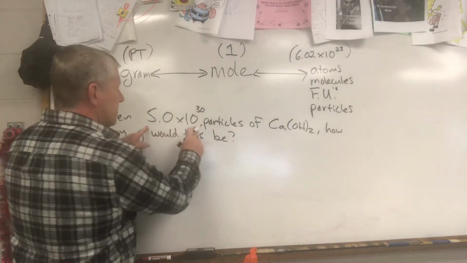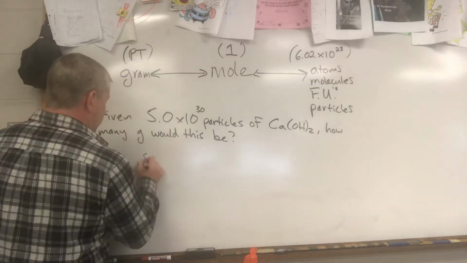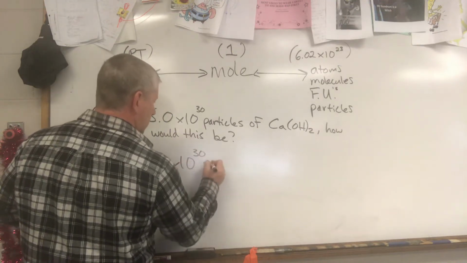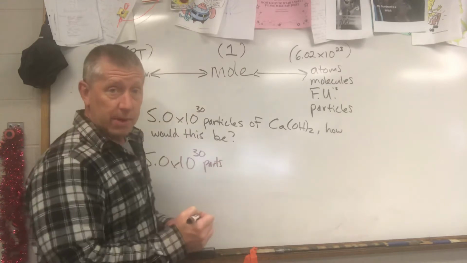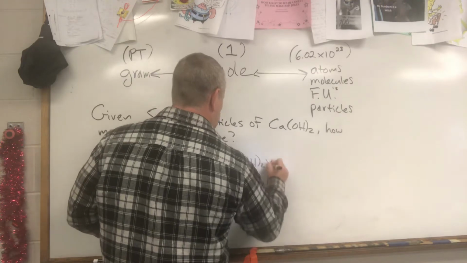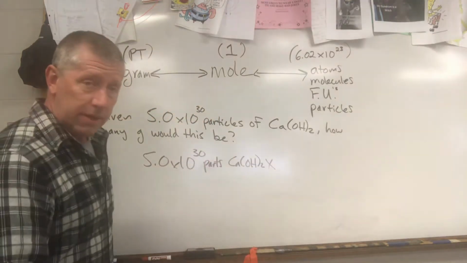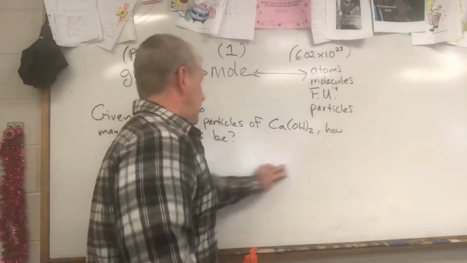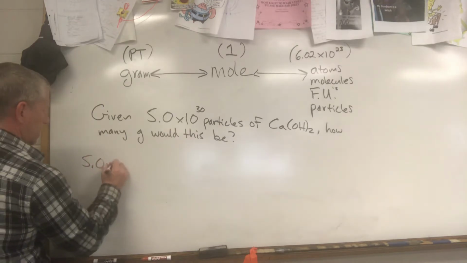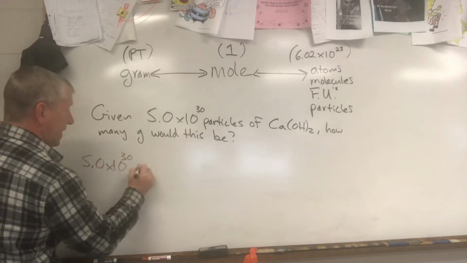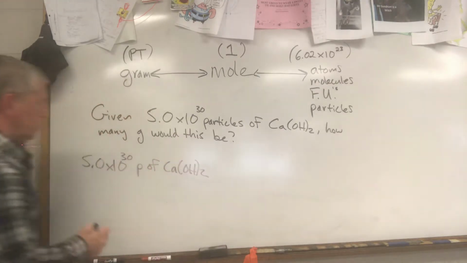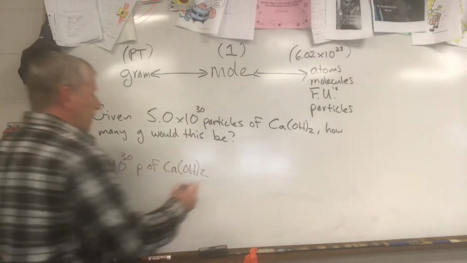Given 5.0 times 10 to the 30th particles of calcium hydroxide. That's a long formula, it took a lot of space. I'm going to run out of room here, so I'll put it over to the left. 5.0 times 10 to the 30th, and I'm going to put P for particles of calcium hydroxide. All right, multiply, divide.